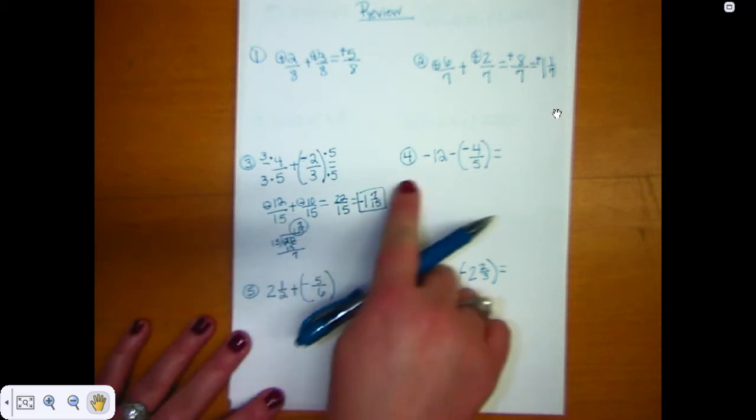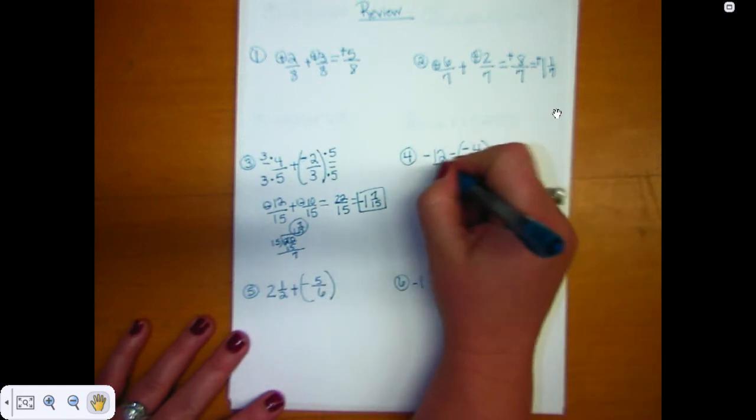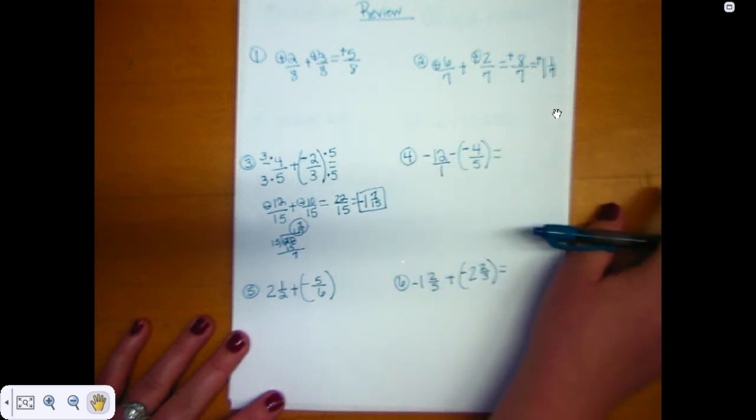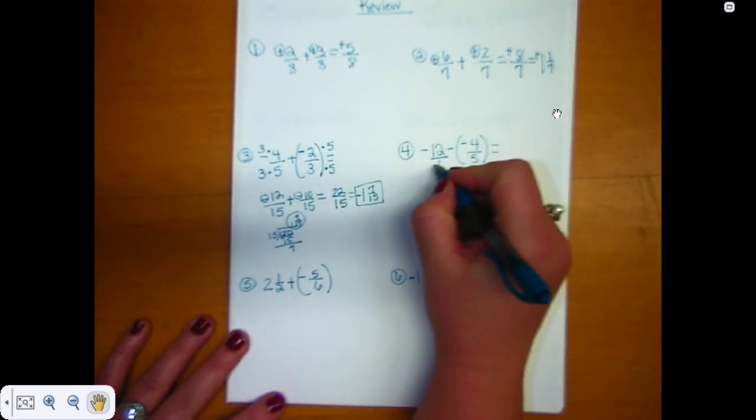I look to the next one. I see I have a whole number, and I know that any whole number can be made into a fraction by putting it over 1. Now I can check my denominators. My denominators are not the same, which means I need to convert them. So I'm going to go with 5.